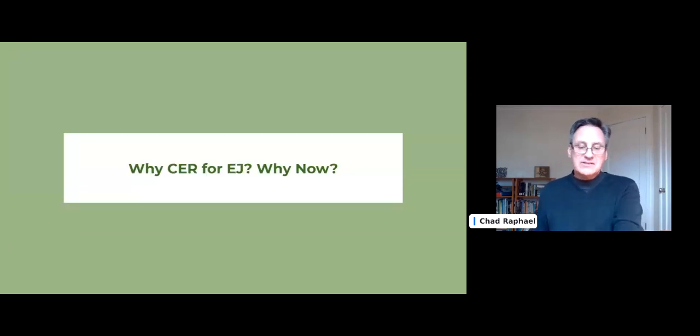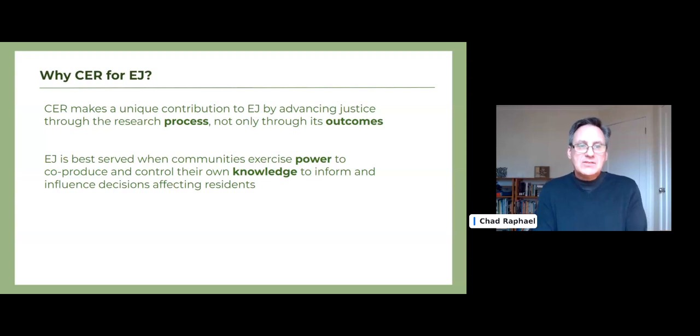So why is CER so valuable? And why is it especially valuable now? The main argument we make in the book is that community-engaged research makes a unique contribution to environmental justice by advancing justice through the research process, the means by which we do it, not just through our findings. And we think that EJ is best served when communities exercise power to co-produce and control their own knowledge so that it informs and influences the decisions that affect those residents.